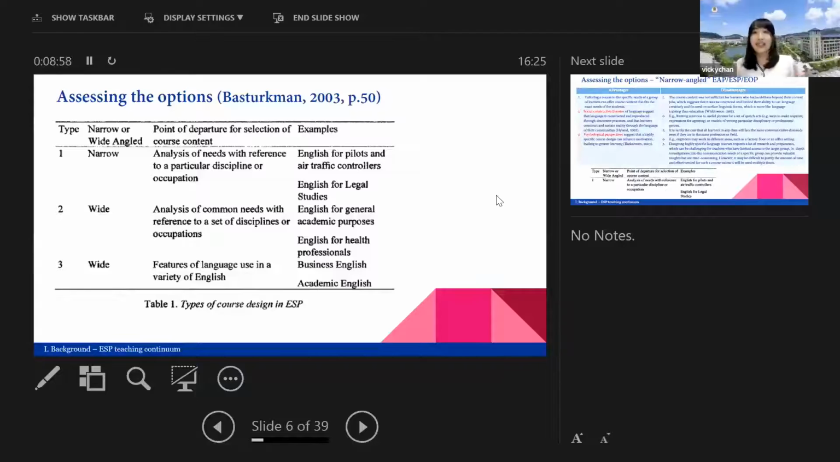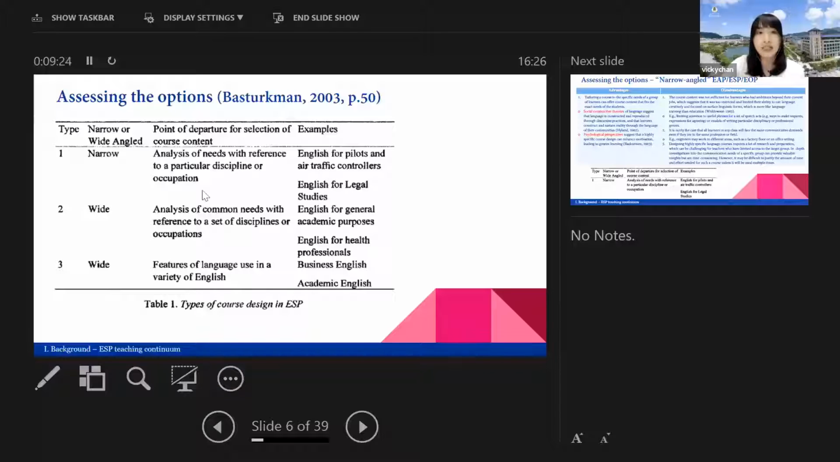So now guys, let's assess the options just now. Just now we actually focused on Common Core, ESP, EAP, and the narrow angle ESP, EAP. What are some good things about each of them? And then what are some, maybe possible disadvantages of some of them? And here in this table, you can see it's also proposed by Basterman in 2003.